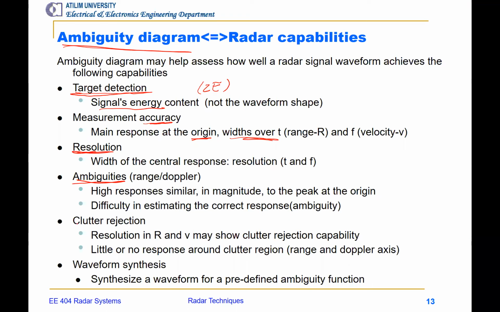It's also about clutter rejection. If we know the clutter speed or range, then we can design the waveform in order to avoid clutter. So we simply synthesize a waveform for a predefined ambiguity function. We can start with an ambiguity function and then synthesize our waveform.